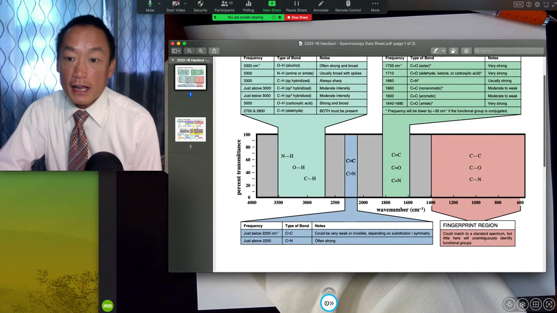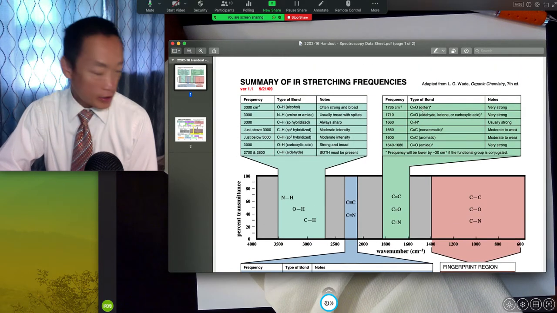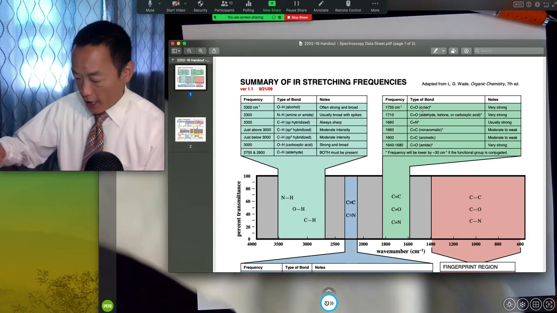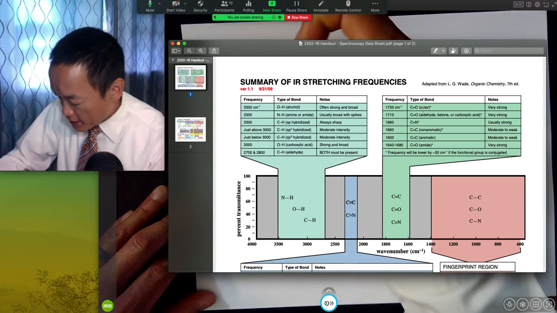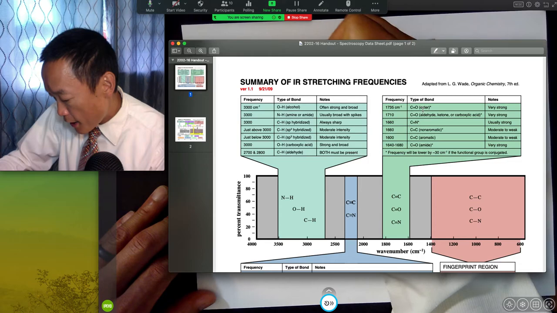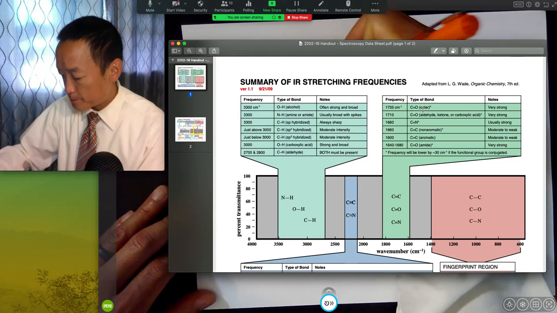But what I'm looking at here is saying, hey, that's pretty wild. An ester is going to appear at 1735 inverse centimeters.